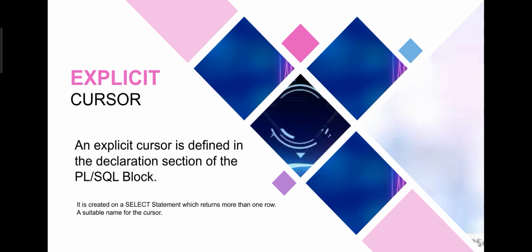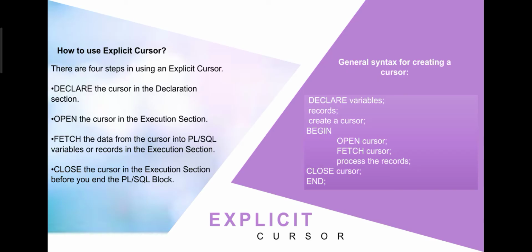Now, the explicit cursor. An explicit cursor is created by a programmer, that is, it has to be created, maintained and closed by the program through PLSQL code. It is a user-defined cursor. So how do we use an explicit cursor? There are 4 steps: declare, open, fetch and close.